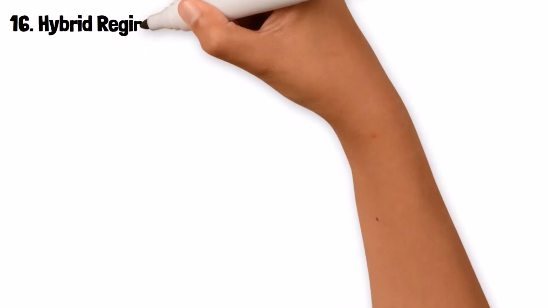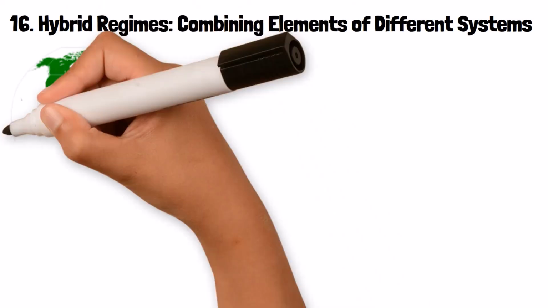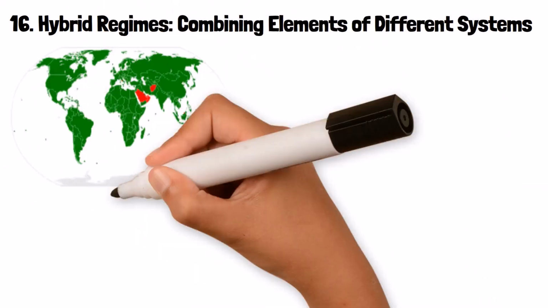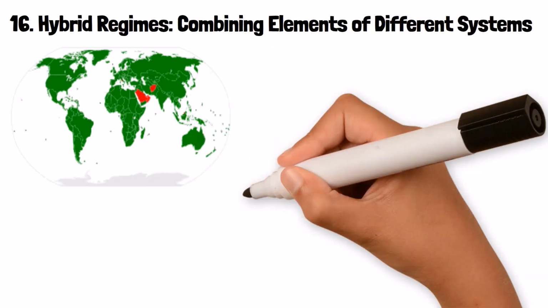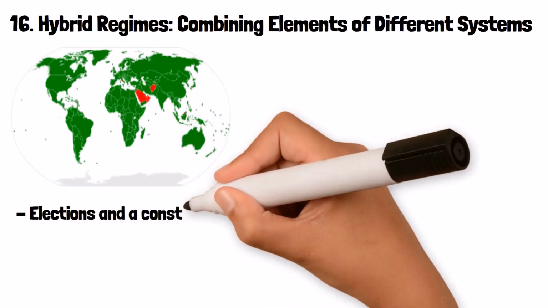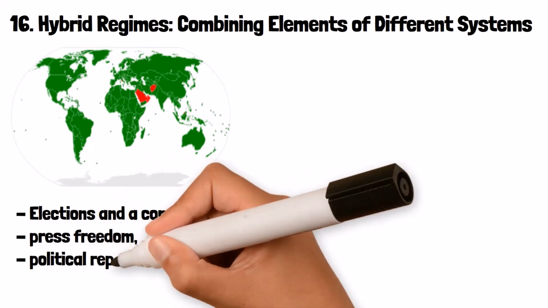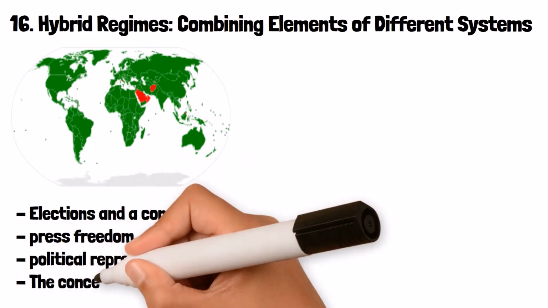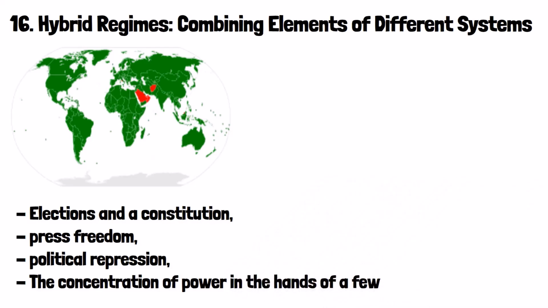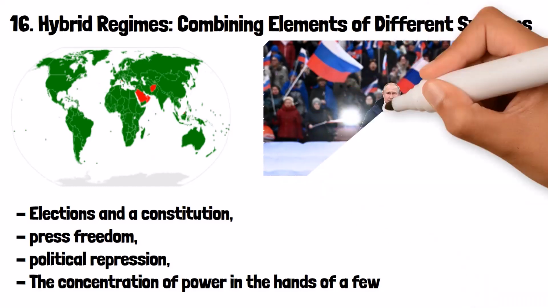16. Hybrid regimes, combining elements of different systems. Hybrid regimes are political systems that combine elements of democracy with authoritarianism or other forms of government. These regimes often have democratic features, such as elections and a constitution, but these are undermined by authoritarian practices, such as limited press freedom, political repression, and the concentration of power in the hands of a few. Examples of hybrid regimes include Russia and Turkey.